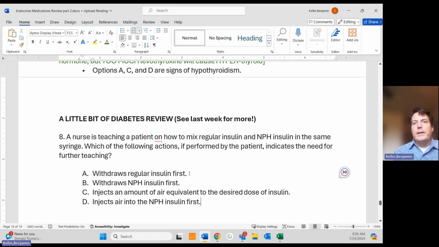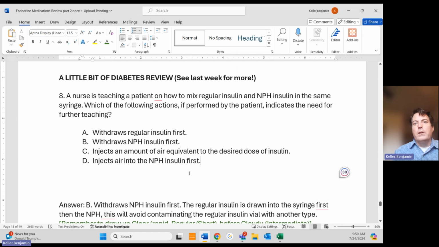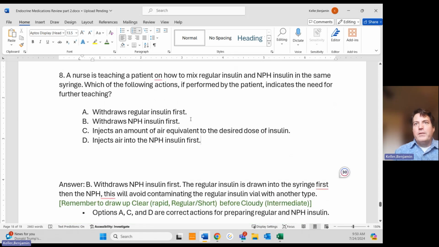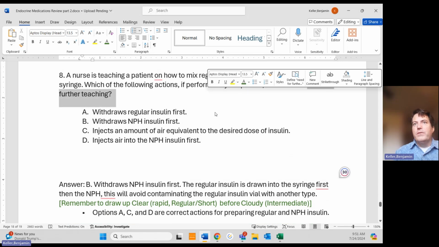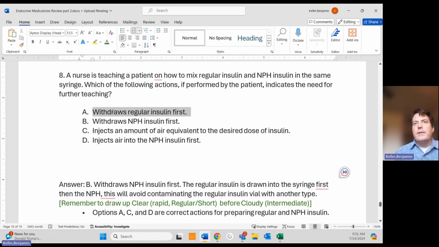But what are we doing? We always want to withdraw which one first? Regular. So we want to withdraw the regular insulin first. And needs further teaching means they're doing something wrong. So which one is wrong? This is the one they're doing wrong right here. They're withdrawing the NPH first.